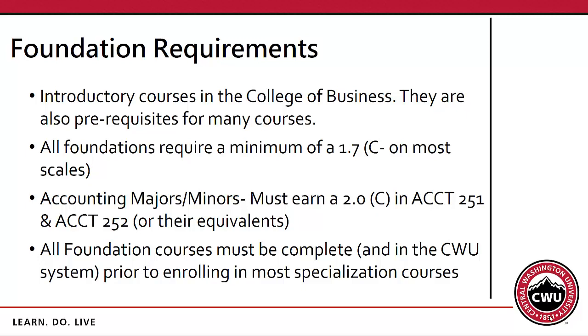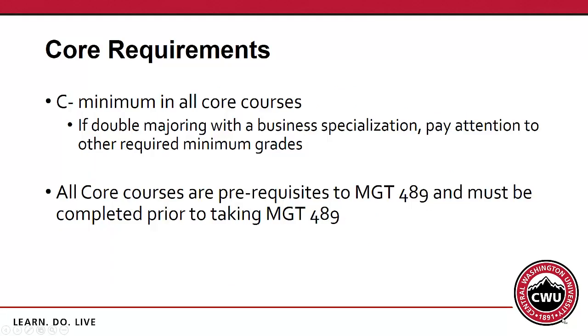They are also prerequisites for many courses in the core and specializations. Accounting majors or minors must earn a 2.0, C on most scales, in Accounting 251 and 252, and a 1.7, a C- on most scales, in the others. These all must be completed before taking 400 level accounting courses. The next section are the core requirements. The core are broader areas of related business and accounting fields. Students can mix taking foundation and core area classes together as long as prerequisites are met. Students need a minimum of a C- in the core area classes.